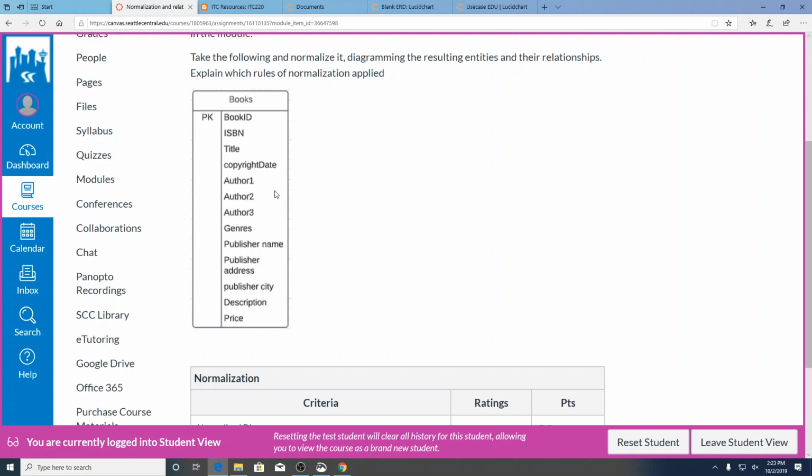So a book can have multiple authors. But if it only has one author, these 2 would be blank. If it has 4 authors, you have no place to put the 4th one. So you do an array of authors? No, you never do an array of authors. You have to separate out authors as a separate entity. I'll show you real quickly.